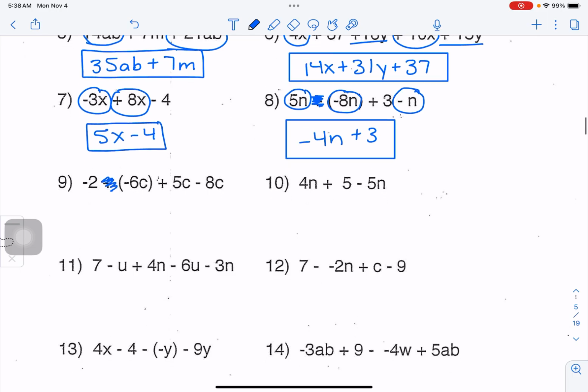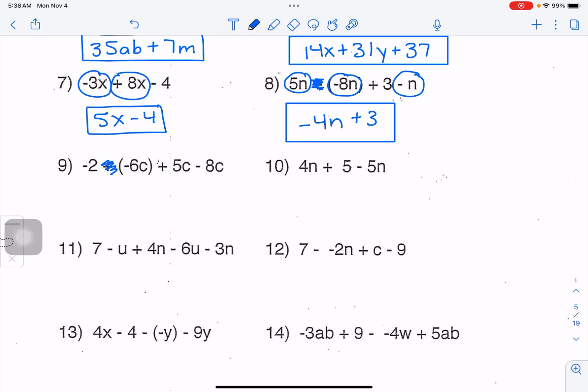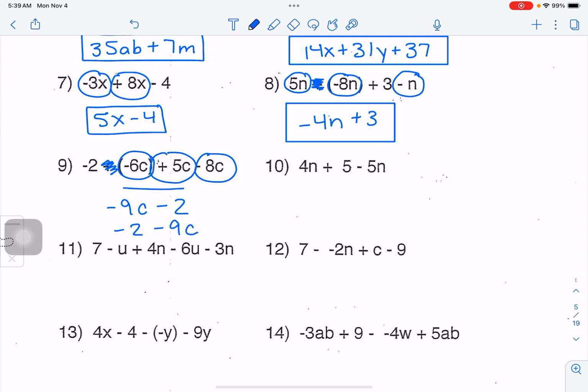Again, I see the double sign. If I start with my c's, I have a negative 6c. If I add a 5, that gets me to negative 1c. And then I go back down further to be negative 9c, and I bring down the minus 2. Now, if you had negative 2 minus 9c, that would be okay. These two are both equivalent expressions. So long as the sign in front of it is the same, they really can be in any order.